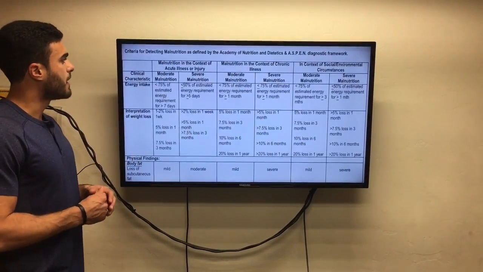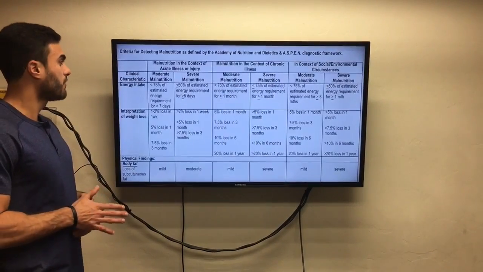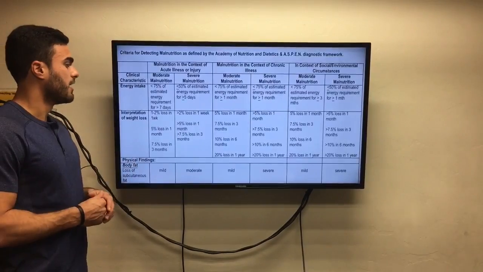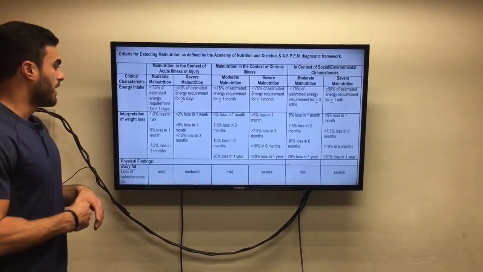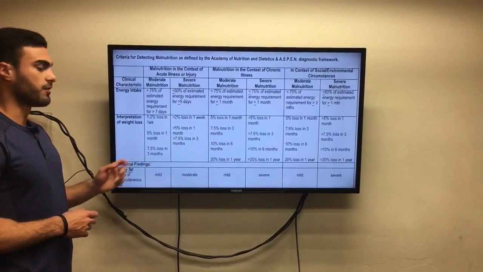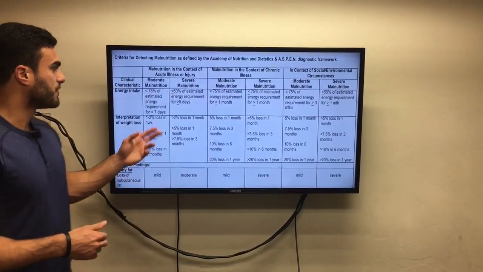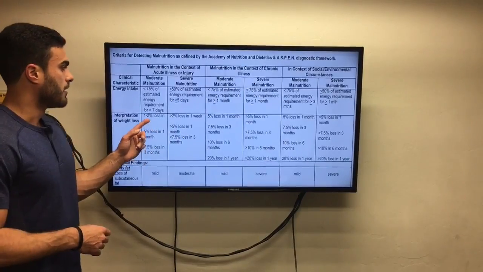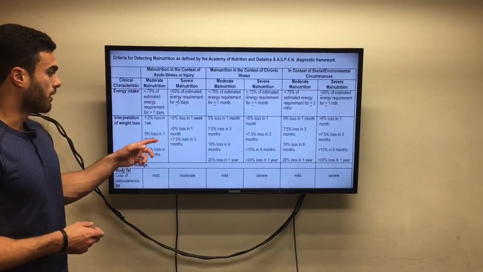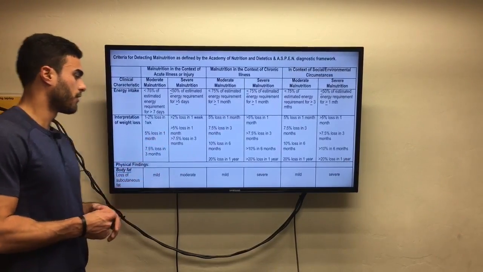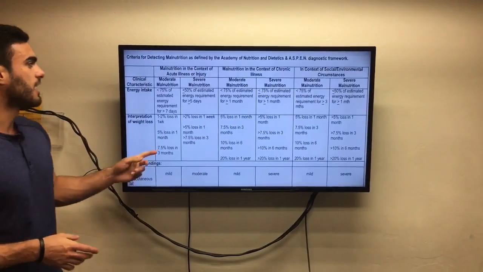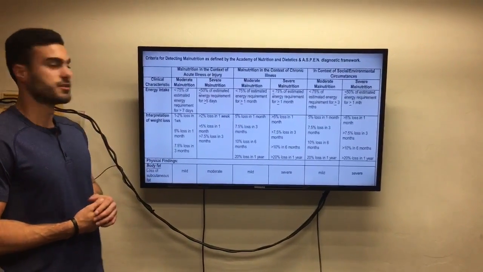So, if he or she has moderate malnutrition, they will be losing around 1 to 2% of weight in 1 week, and they'll be at 5% loss in 1 month, or a 7.5% loss in 3 months. In the severe category, if they're losing greater than 2% of weight in 1 week, or greater than 5% in 1 month, or greater than 7.5% in 3 months, then you know that they have severe malnutrition.